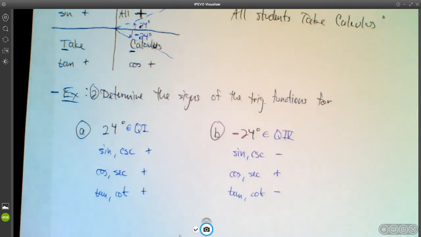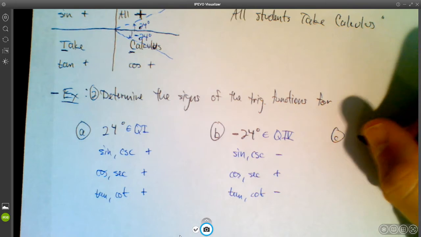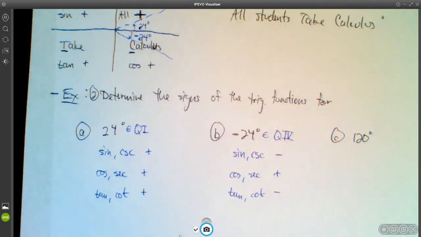Okay? So let me give you one more, and this one I'll let you pause the video and see if you can do this one on your own. So figure out the signs of the trig functions for 120 degrees. You don't have to give the value, just the signs.